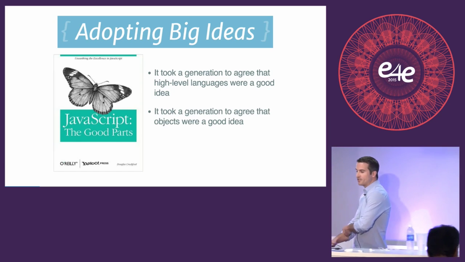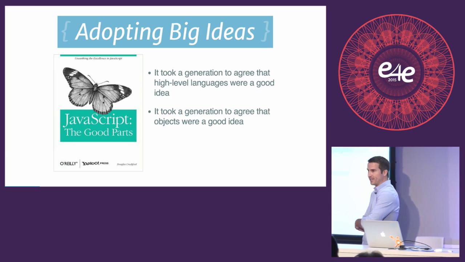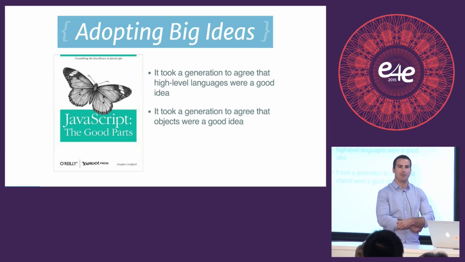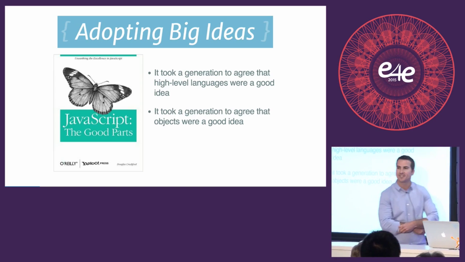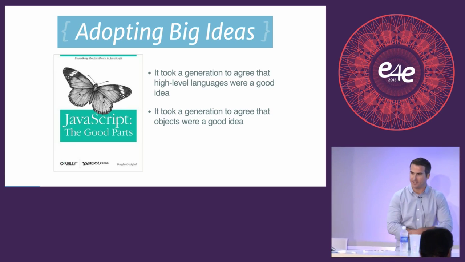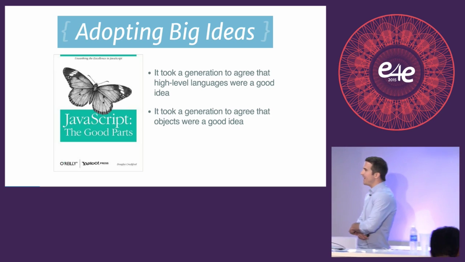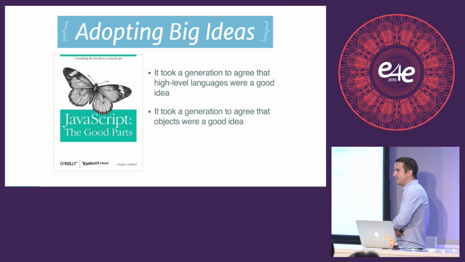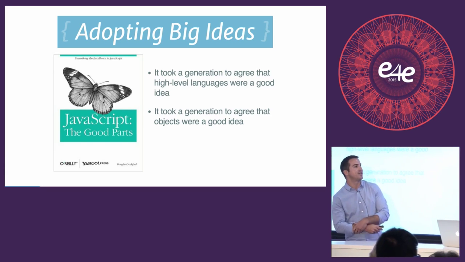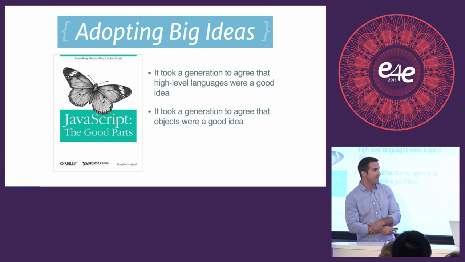And then it took another generation to agree that objects were a good idea. So what we consider to be how we build apps today was once thought of as just unnecessary, right? We had programs with functions and we could do all these different things. So why would we go through the trouble of creating a dog that inherits base animal? I just don't see the point. But now we sort of take it for granted, right? Because we are the generation that adopted that.